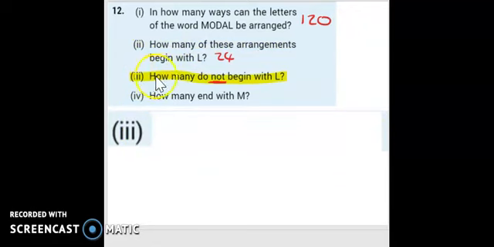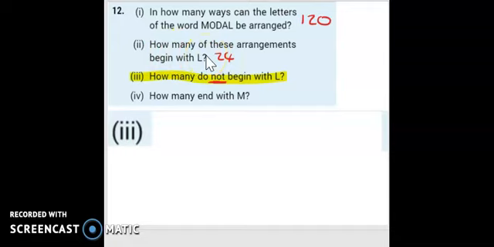Part 3. How many do not begin with L? So how many of these arrangements do not begin with L? Well, in part 1, we worked out that there was 120 ways in total that we can arrange the letters of the word modal. In part 2, we worked out that there were 24 ways we could arrange the word modal that began with an L.